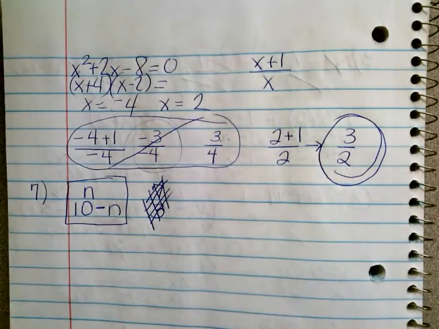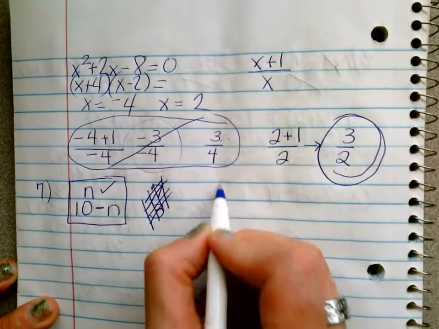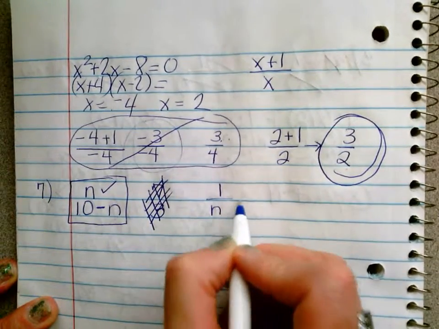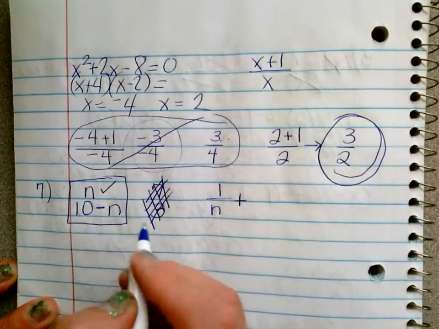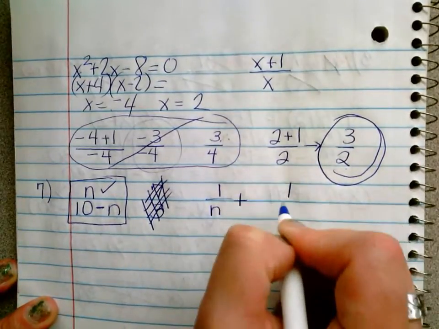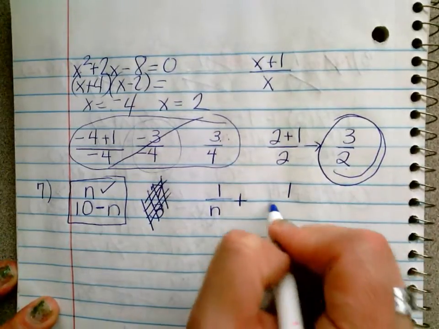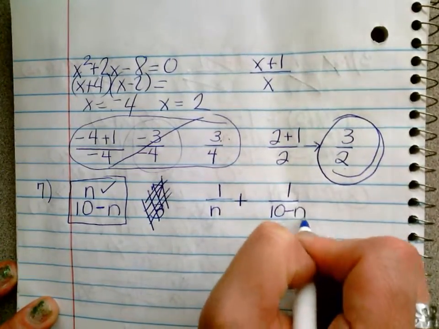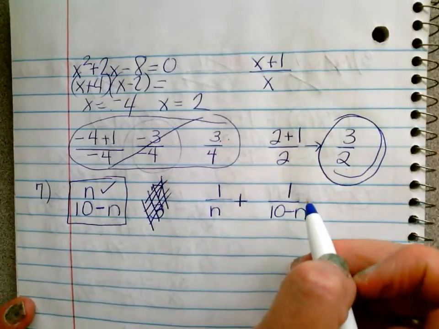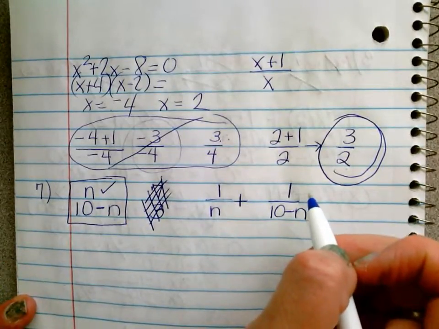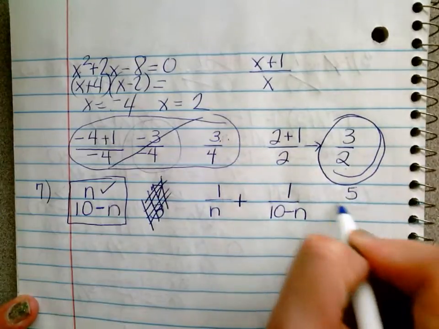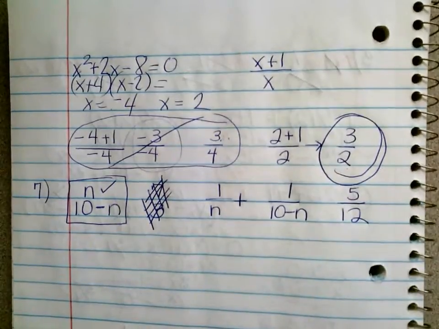Okay? The sum of two numbers is 10, and the sum of their reciprocals is 5/12. So what is n's reciprocal? What's 10 minus n's reciprocal? Try the other way. 10 minus n over 1 is 10 minus n. Good. The sum of their reciprocals is 5/12. Here's another one. Look at all this.